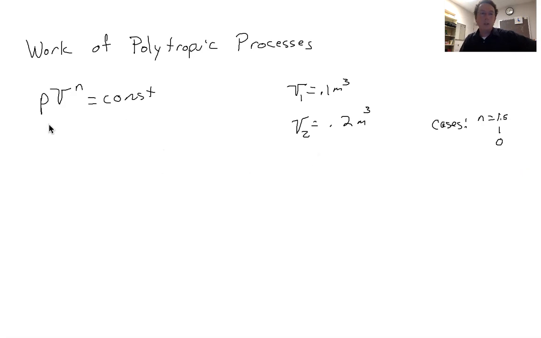So what we're going to do is calculate the work associated with the polytropic process in going from volume 1 equals 0.1 meters cubed to volume 2, which is 0.2 meters cubed. And I forgot to choose one other thing, the initial pressure. P1 is 3 atmospheres.